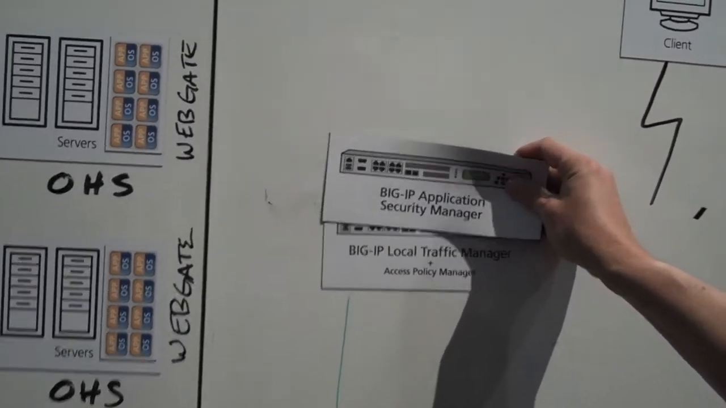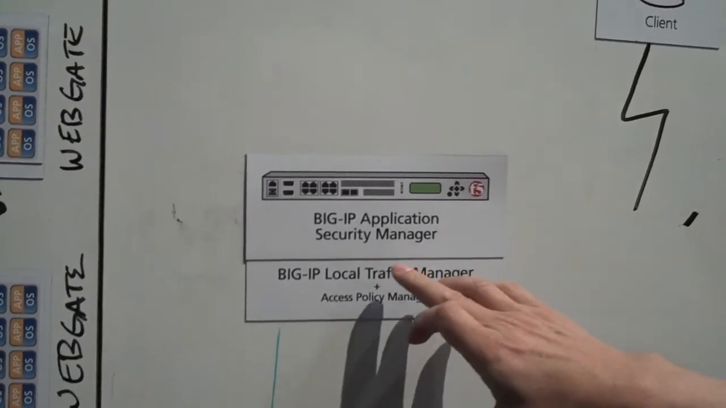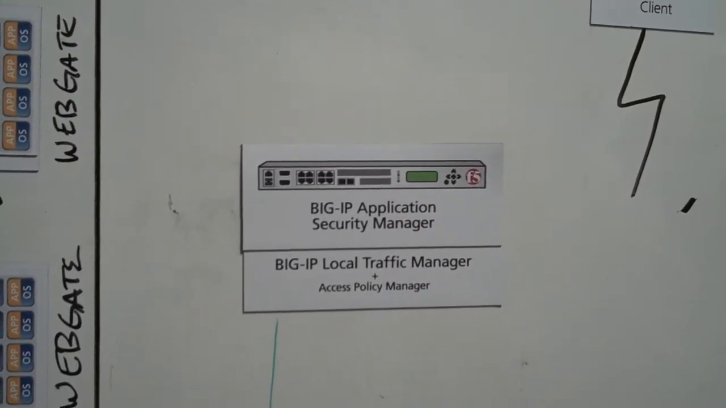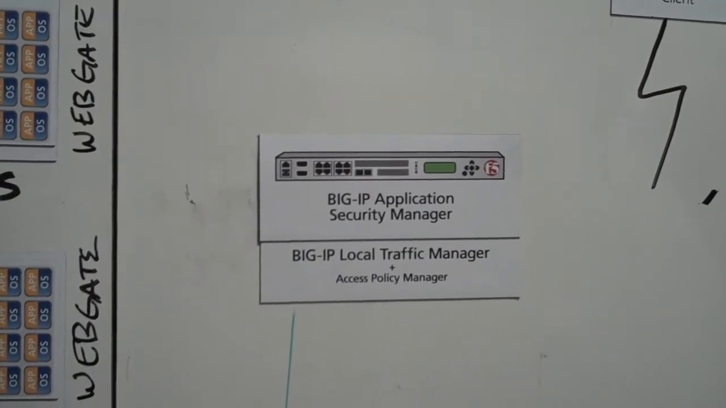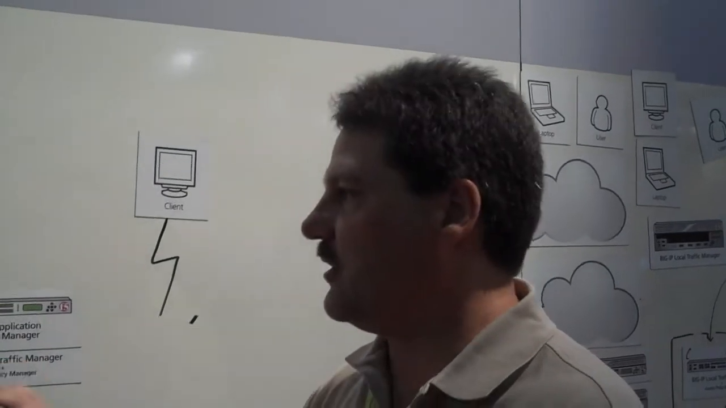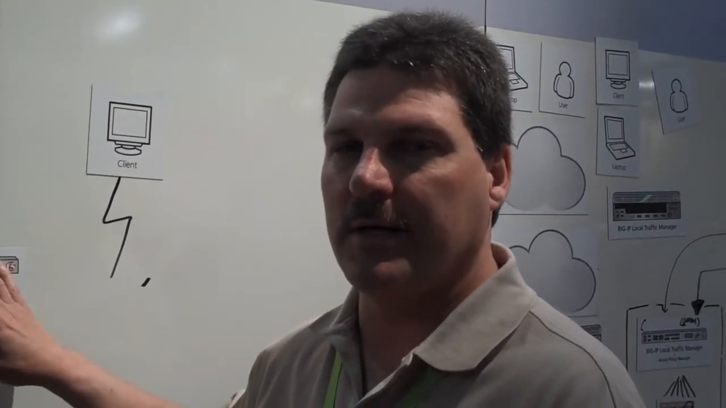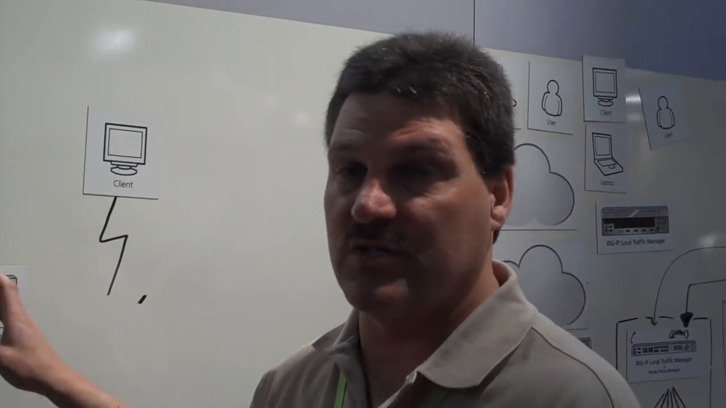As part of your security profile, you could add BIG-IP Application Security Manager, which again is a software module that goes on the BIG-IP, and it's a layer 7 web application firewall. So it protects your web services from all the types of malicious attacks that you see on the internet.